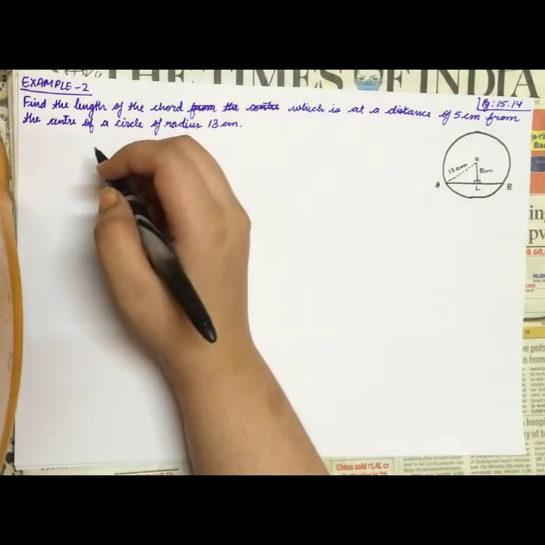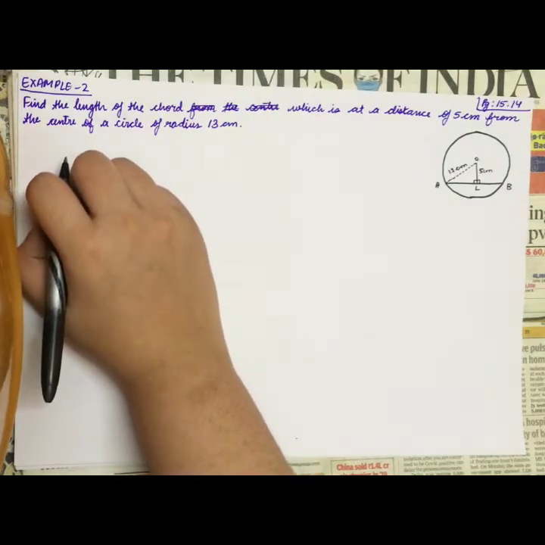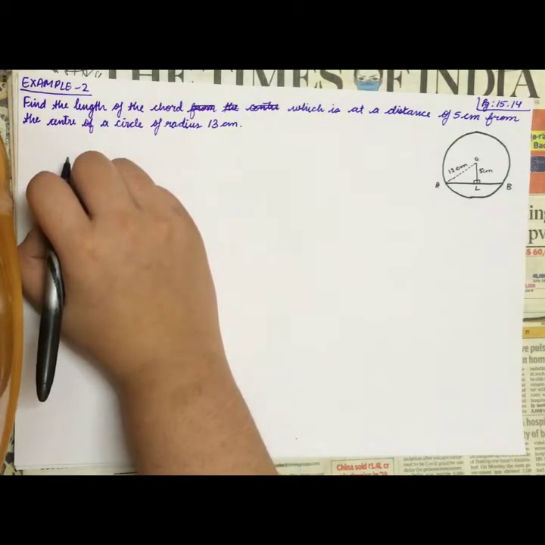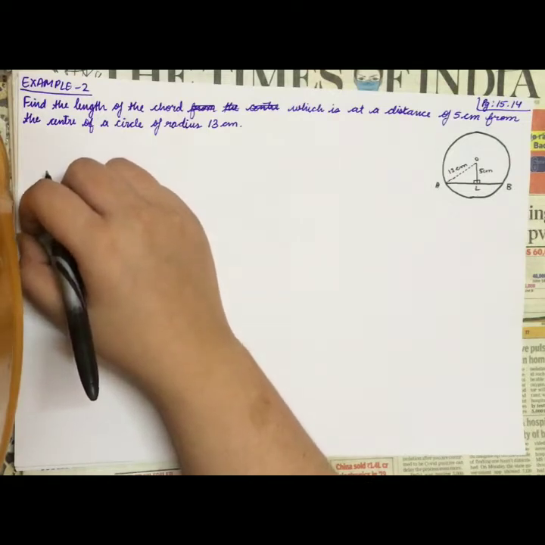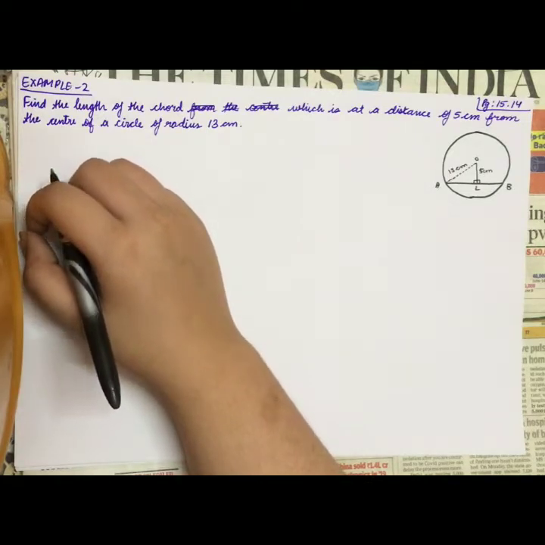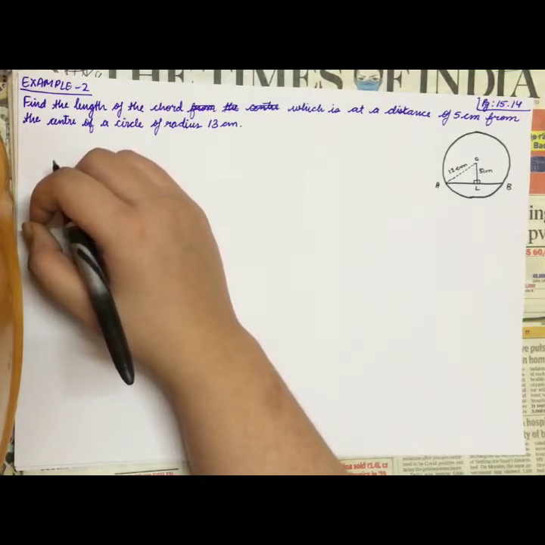Example number 2. In this we have to find the length of the chord which is at a distance of 5 centimeter from the center of a circle of radius 13 centimeter. Now in this we are given that the perpendicular distance from center to the chord is 5 centimeter and we have to find the length of the chord AB. So now let OL be the perpendicular to AB and OL is 5 centimeter.